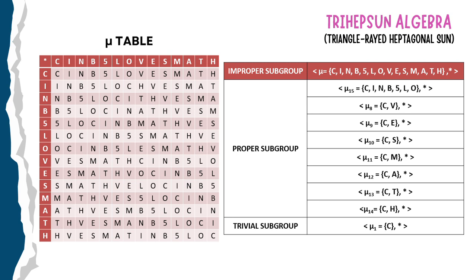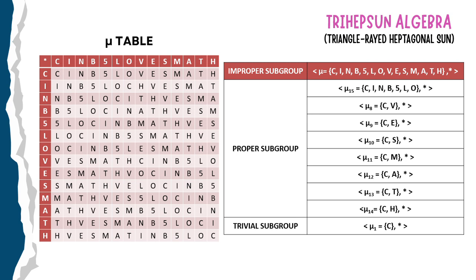The set mu is equal to C, I, N, B, 5, L, O, V, E, S, M, A, T, H under the binary operation star. We have here also the proper subgroups. First one is mu sub 15, equal to C, I, N, B, 5, L, O under the binary operation star.